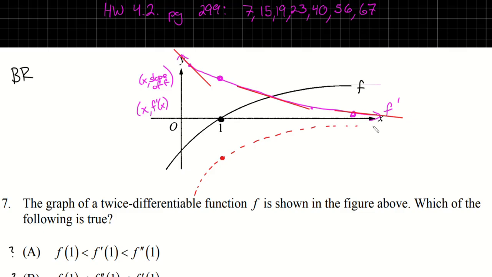What I can tell is that f double prime of 1 is what? Not a number, but you can give me something about it. Less than the others, or negative, but those are both true.